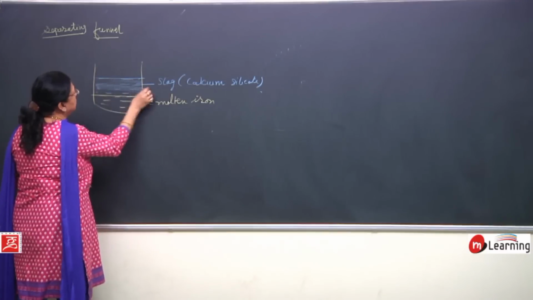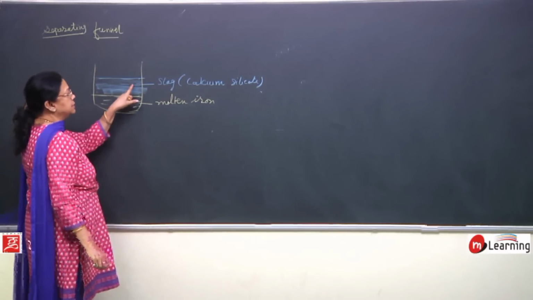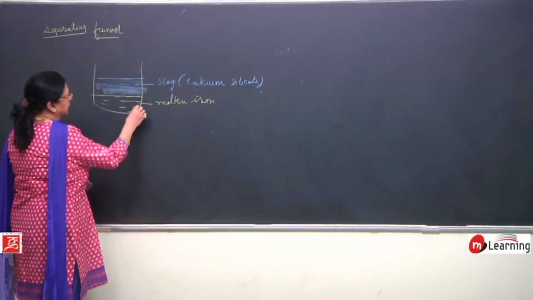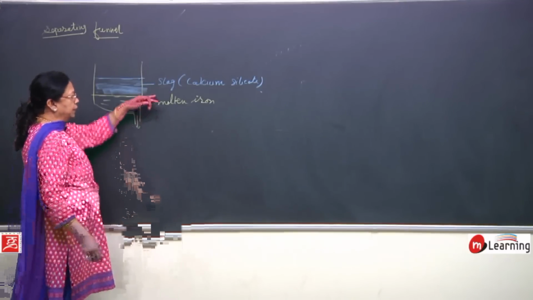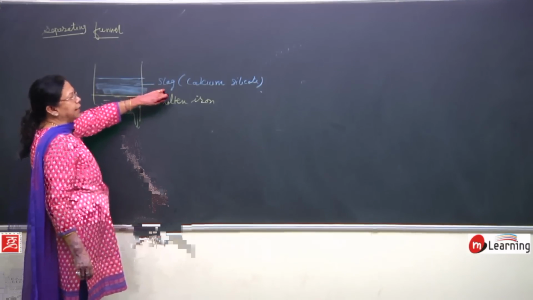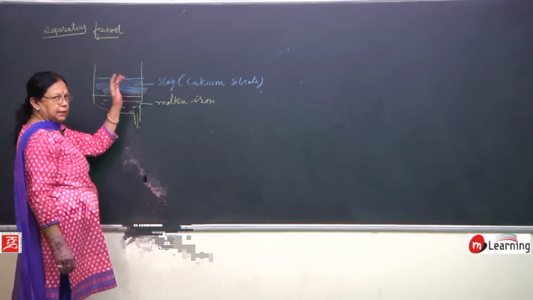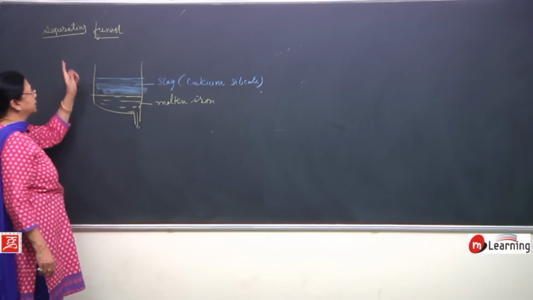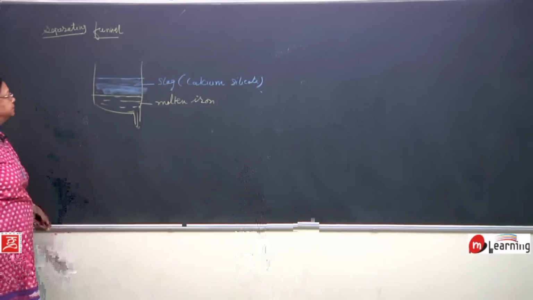These are all the impurities, and this is heavier, molten iron, and this is lighter. So, what is being done is that molten iron is taken out from here, and the slag, that is the impurity, is left in the container, right. So, in this way, this is the practical application of the separating funnel.